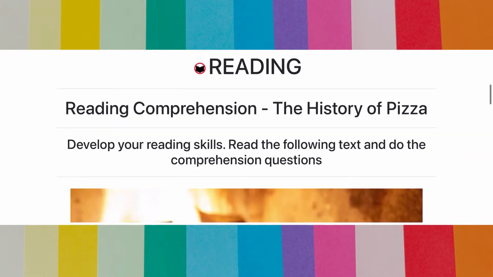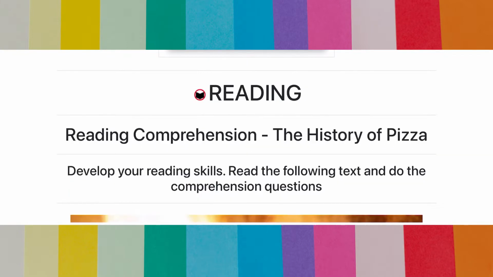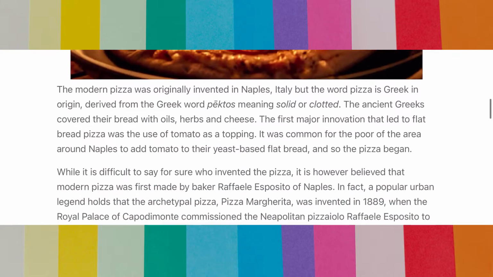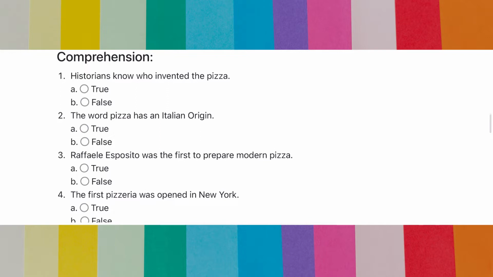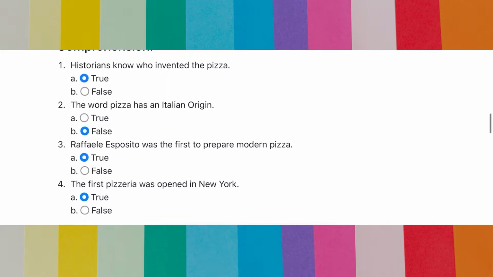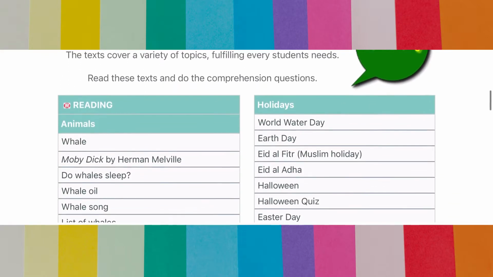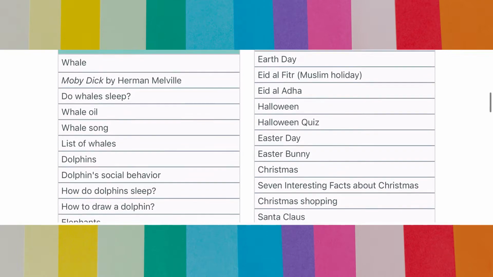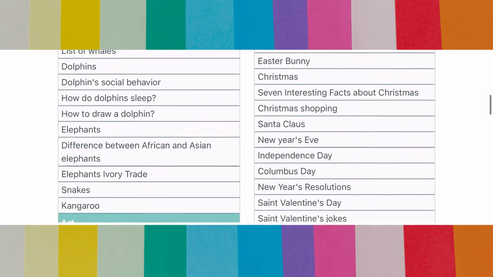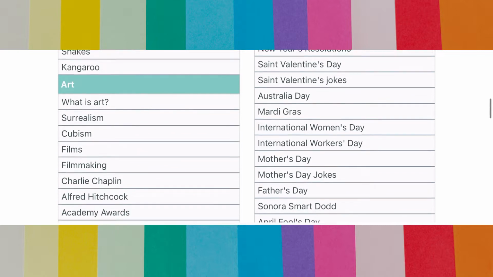So let's just go with the history of pizza for now. You'll have a nice photo, the article itself, and at the bottom there are 3 to 4 reading comprehension questions. Most of the topics, or at least the ones I've used, are suitable for intermediate to upper intermediate students. So all you gotta do is pick a topic.